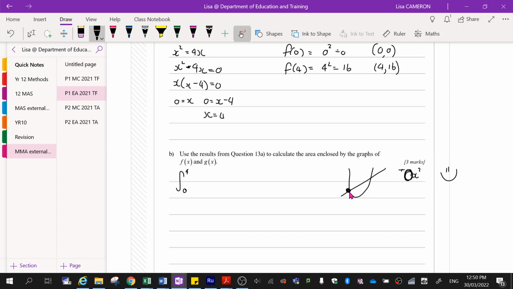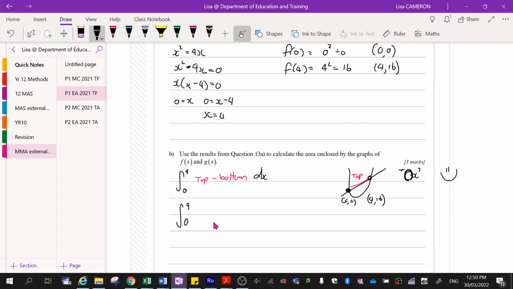Now, we know the points of intersection are here and here, at (0, 0) and (4, 16). So I can say that between those 2 bounds, the linear equation, this one here, is the top. That's important to identify because we want to do the top equation minus the bottom equation, because that is going to get us the area that is represented there. So we're going to be integrating that with respect to dx.